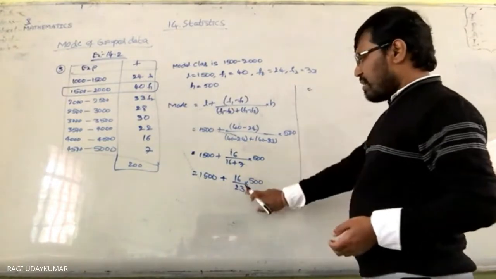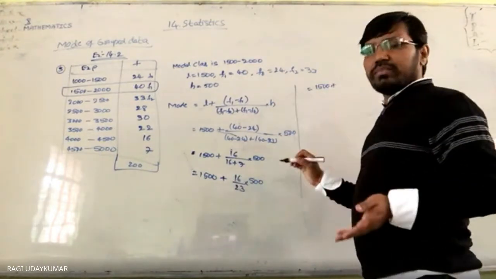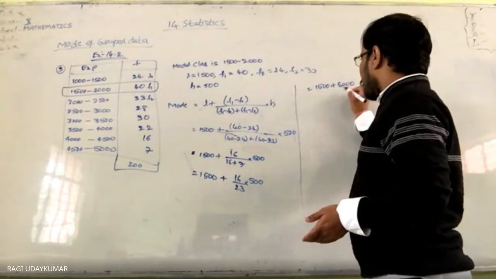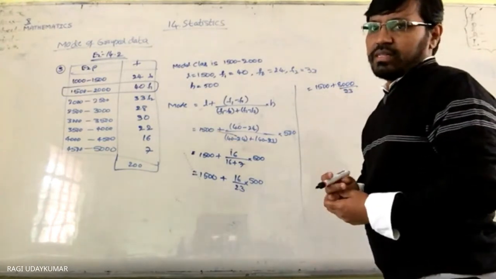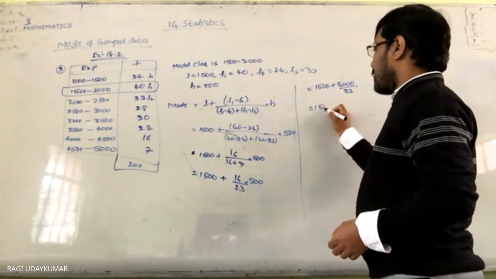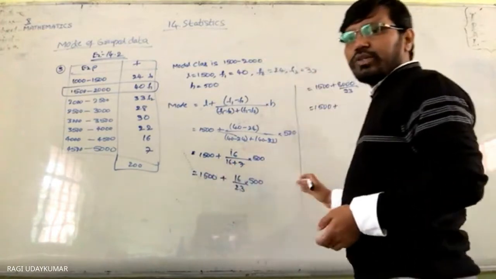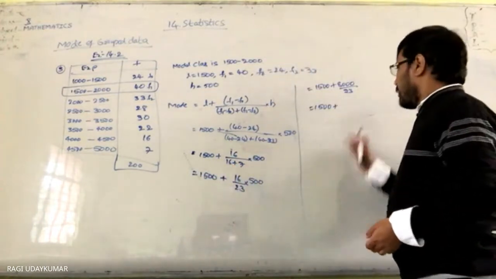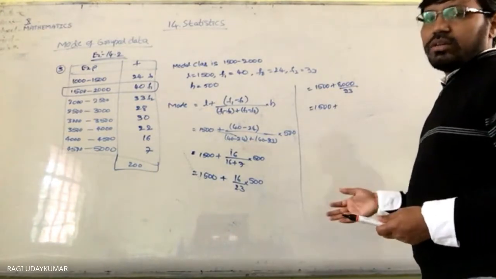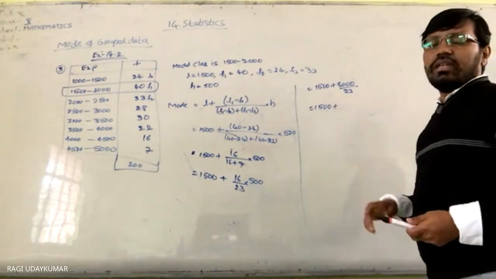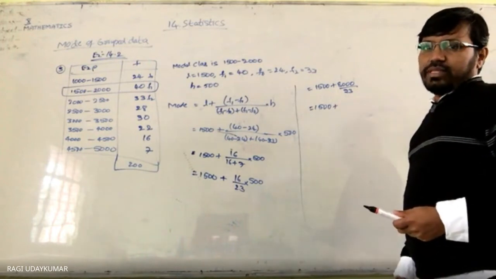So do not do the LCM. Find this one separately, and if it comes in decimals, express it in decimals. 16 times 500 means 8000 we are going to get, by 23. Divide 8000 by 23. You will get some number in decimals, and then you add it to 1500. The division part I am not doing here, you can do it. It is very simple. So divide this and add 1500, then you are going to get the required answer. This is a way to find it.